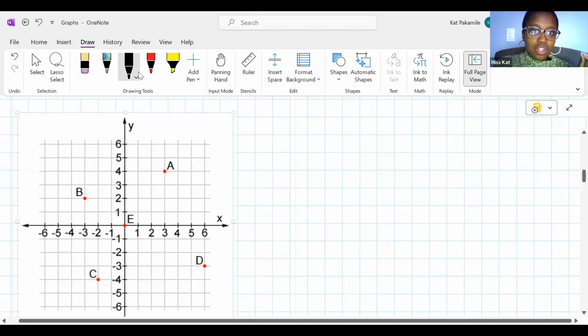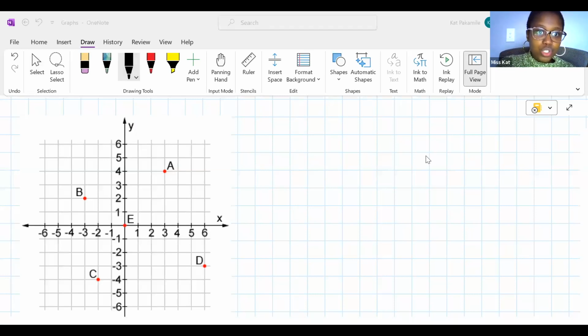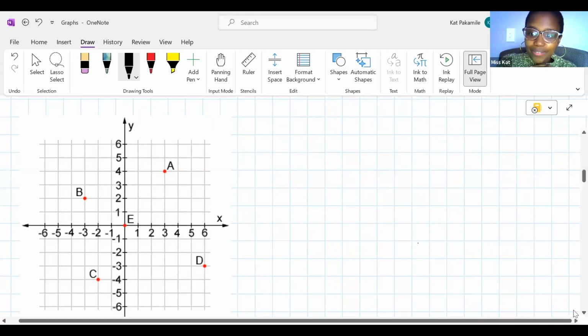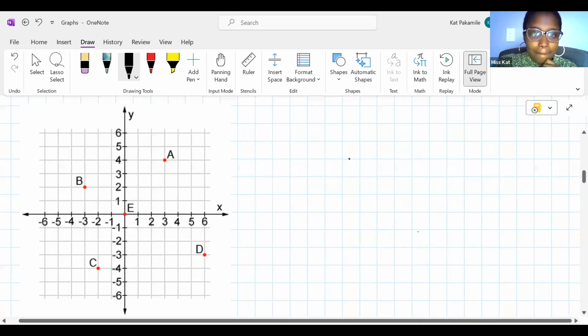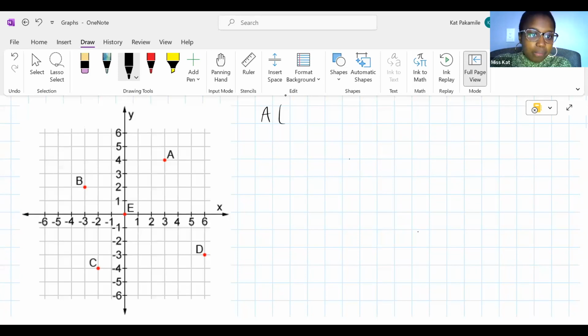Okay, so let's start. If you put your hand up, just tell me which one you want to do. Tando? Hello, ma'am. I want to do A. Okay, let's hear. What's the coordinates for A? I think it's 3, 4. Positive 3 and positive 4. Beautiful, Tando. That is correct.